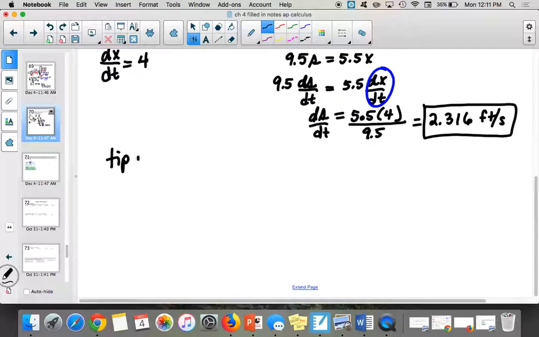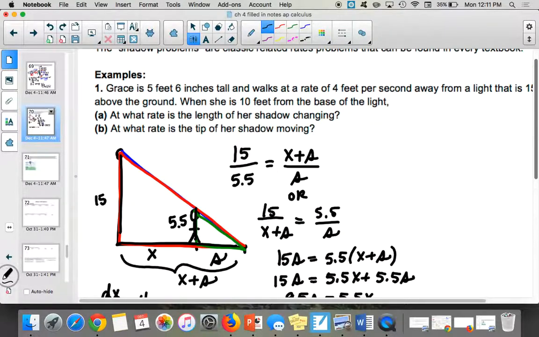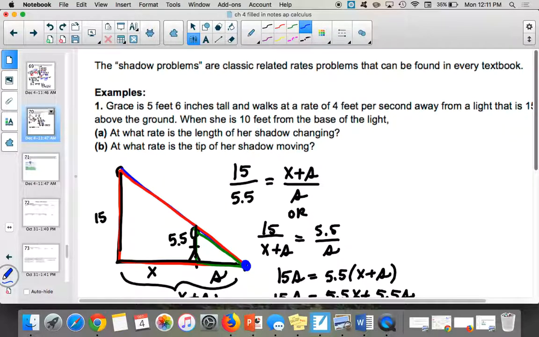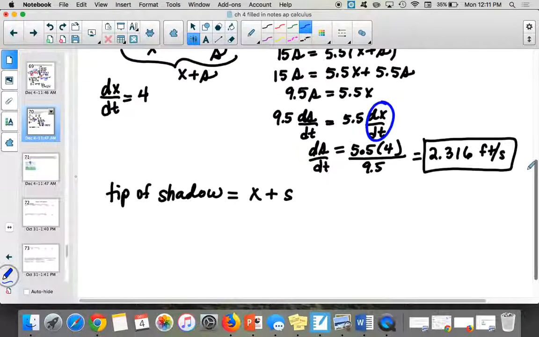So the tip of the shadow involves both the distance that you are from the light and the length of the shadow, right? So we're talking about where is this right here located? It's located x plus s away. So we find the derivative of both. dx over dt plus ds over dt is the rate at which the tip of the shadow is moving. So that's for part B.